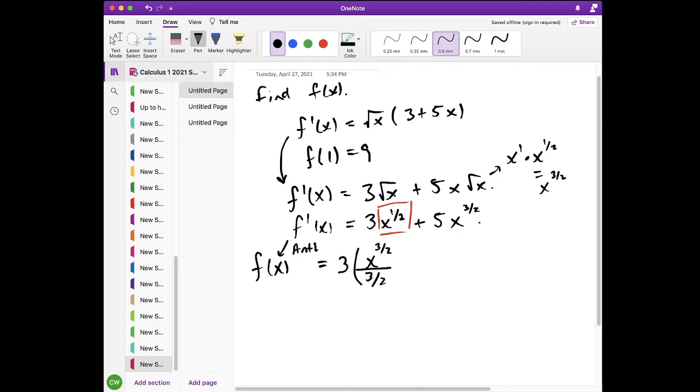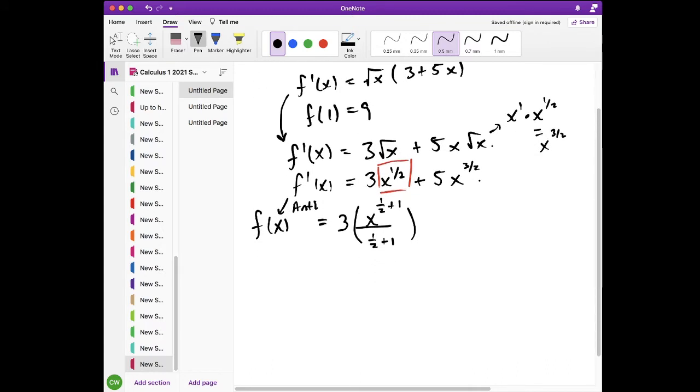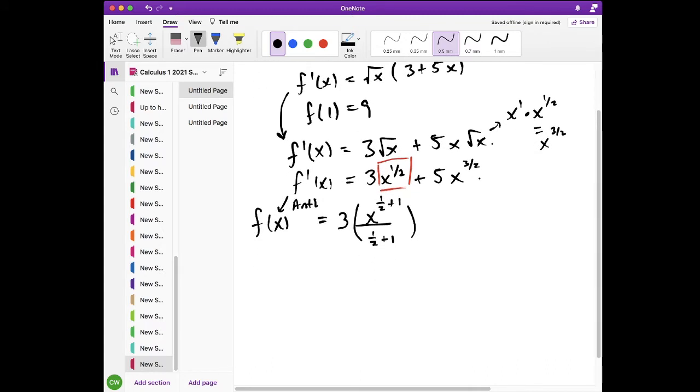So this really comes from 1 half plus 1 over 1 half plus 1. That's using the power rule. So just remember, you divide. In the derivative, you multiply by the power. Here we're dividing by the new power. So this is 3x to the 3 halves over 3 halves, which is 2x to the 3 halves.